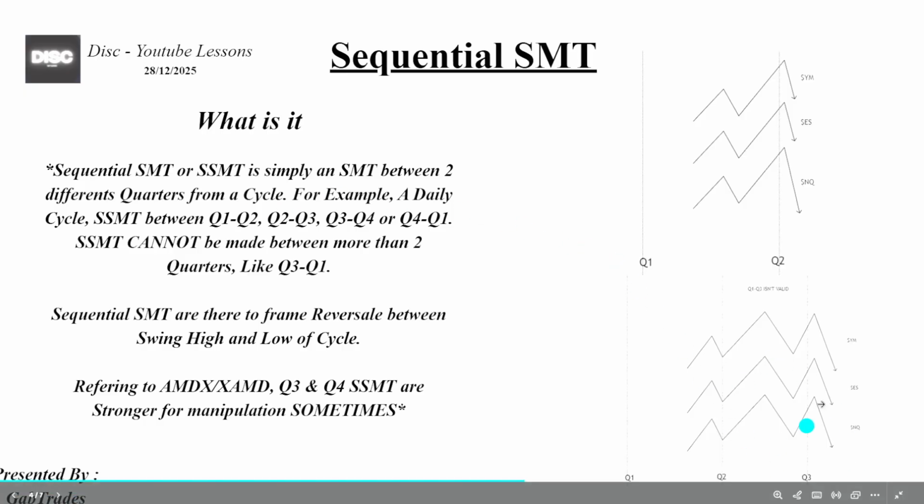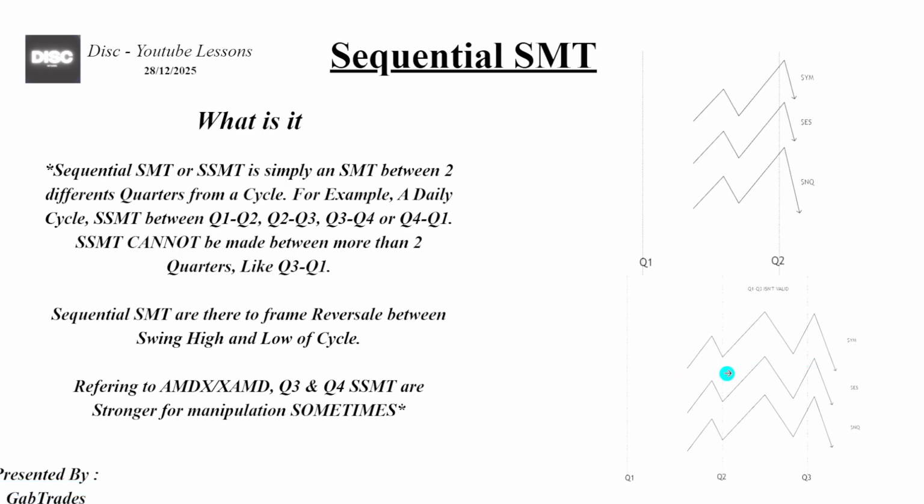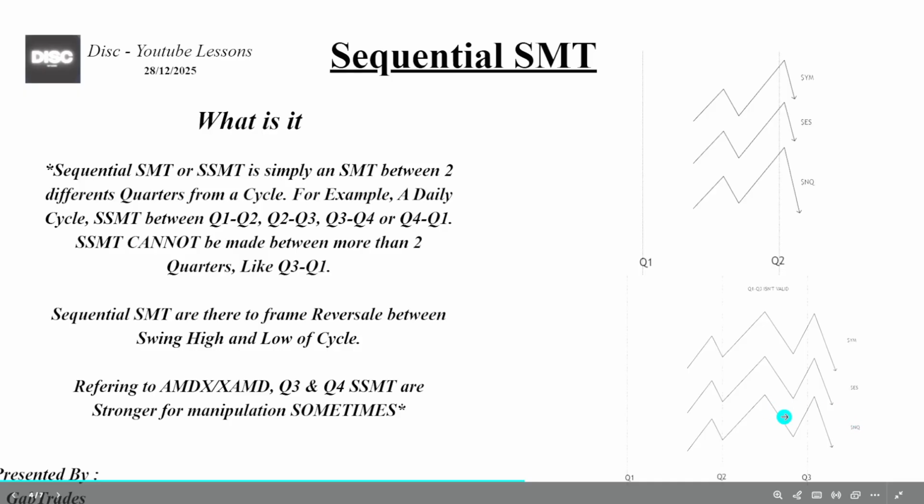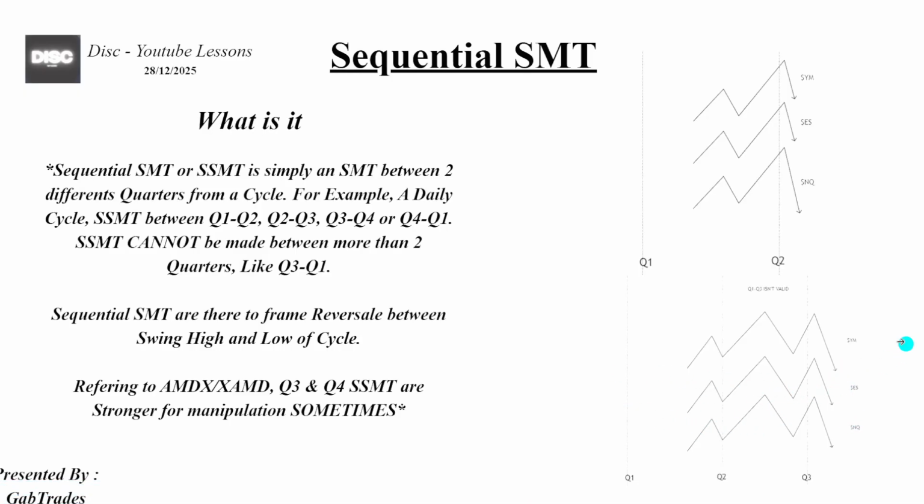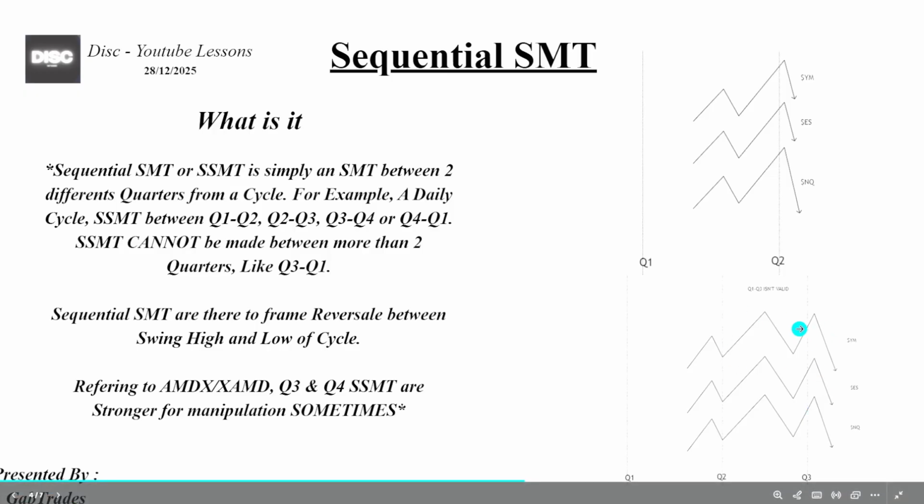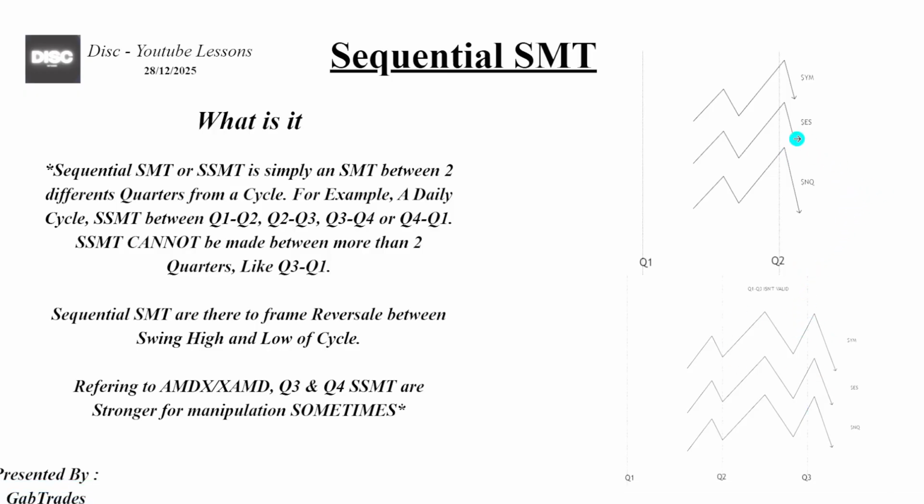Like right there, you can see YM swept the Q1 low while ES and NQ didn't. This doesn't mean anything. We don't trade that. We never mark out our SSMT this way. Instead, we mark them out this way. YM didn't sweep this low, ES either, and NQ did. So we have a daily cycle SSMT at the lows between Q1 and Q2, not Q1 and Q3.